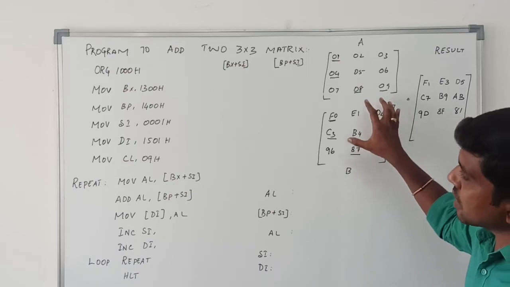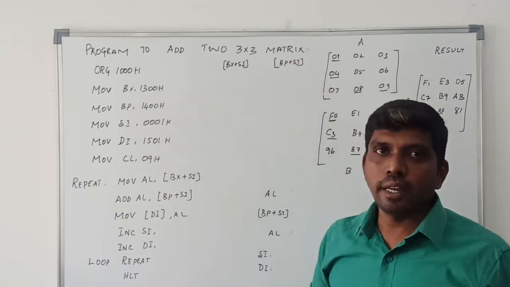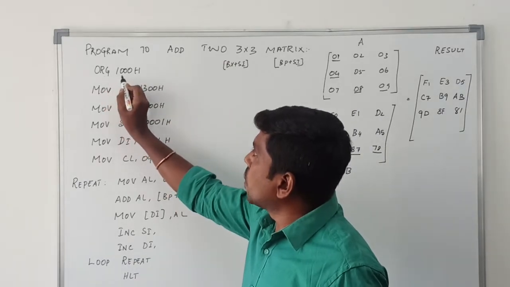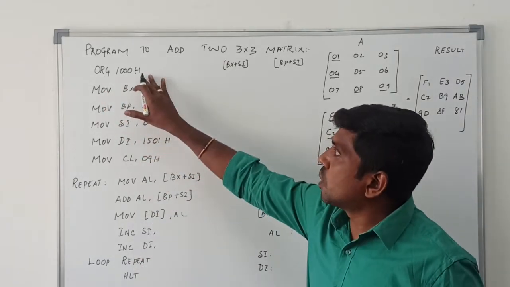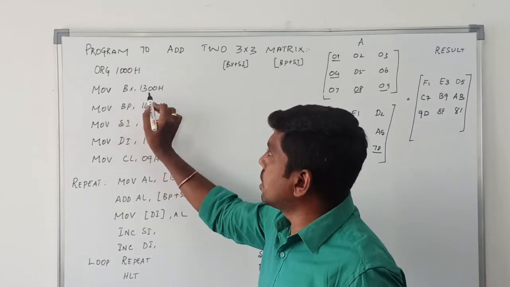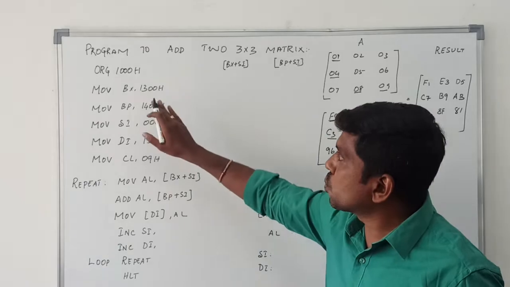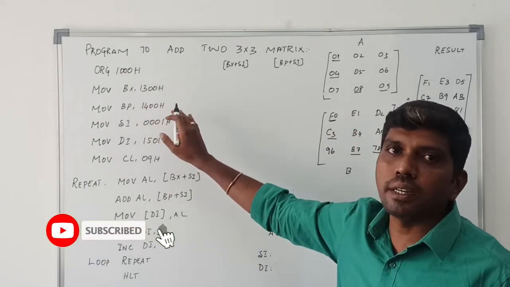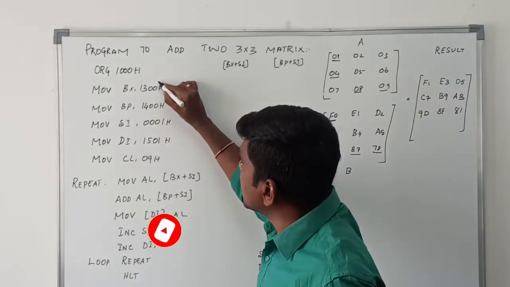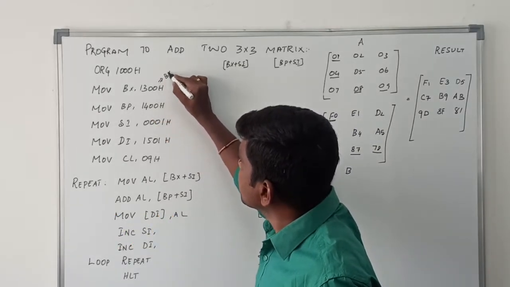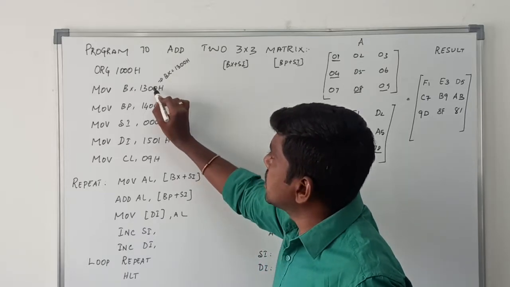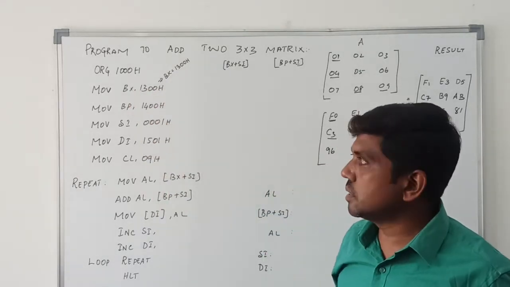This manual calculation is implemented in the 8086 microprocessor. The first instruction is ORG 1000H. ORG is the origin of the program. The next one, MOV BX, 1300H. This 1300H is the immediate data, a 16-bit value. After execution of this instruction, the BX value is 1300H. This value is transferred to the BX register.